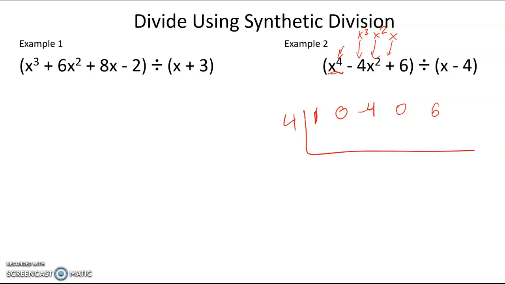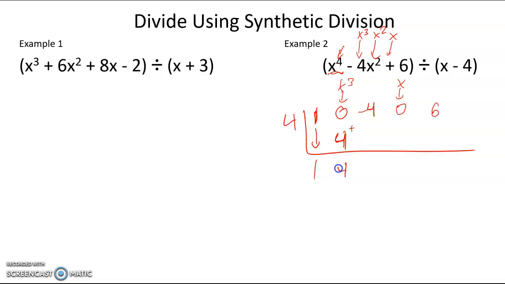Okay? So again, these are the placeholders for x cubed and for x. Even though I don't have any of those in there, I still have to have a placeholder for them. And then other than that, the process is still the same. I'm going to bring down this 1 here. And then 1 times 4, that just gets me 4. I add these numbers inside here.